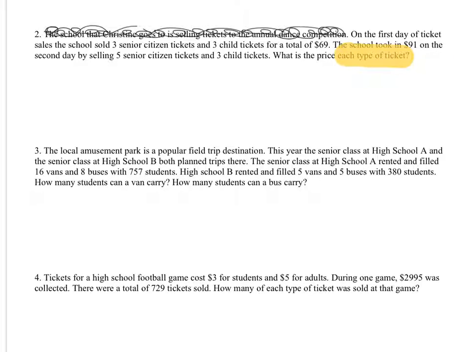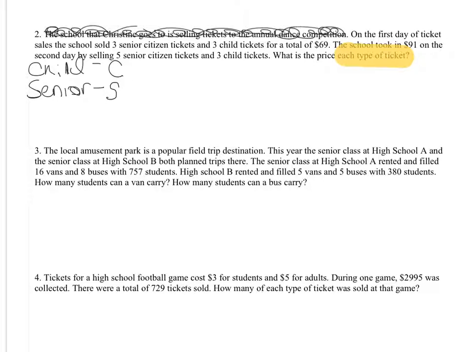So what type of tickets do we have? We have child tickets, so I'm going to write that down, child tickets. And we have senior citizen tickets, so I'm just going to say senior tickets. Do I know how much child tickets cost? No, so I'm going to give it a variable. Let's give it the variable C. Do I know how much senior citizen tickets cost? No, so I'm going to give that the variable S.